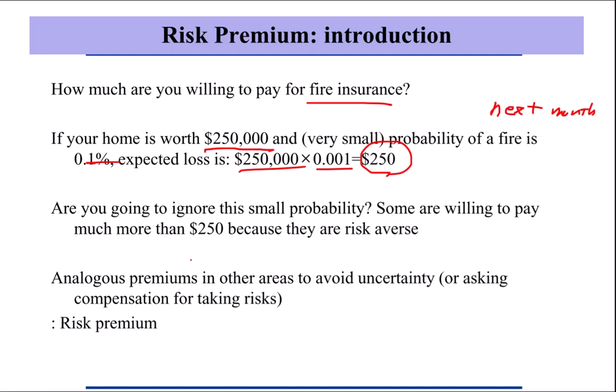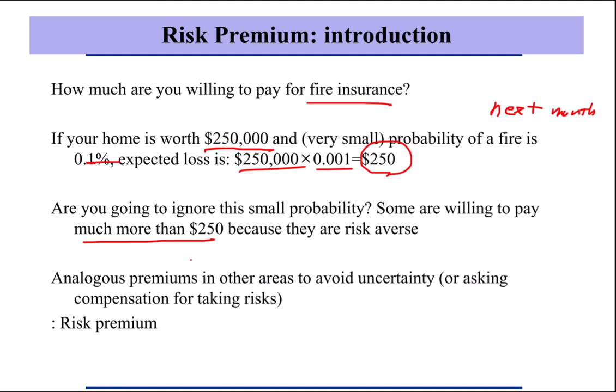Now you have insurance for your home. That insurance says that if you pay some premium, when there's a fire in your home, the insurance company will pay for that damage. Given the insurance contract, how much are you willing to pay for that? Someone will pay much more than $250 to avoid any uncertainty like this.